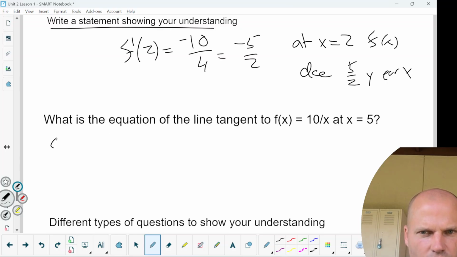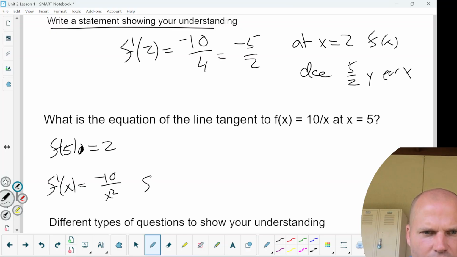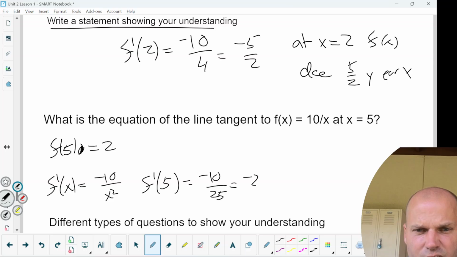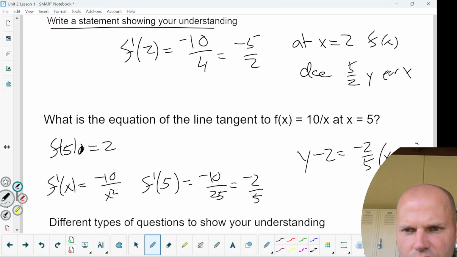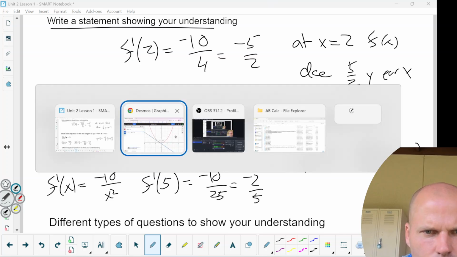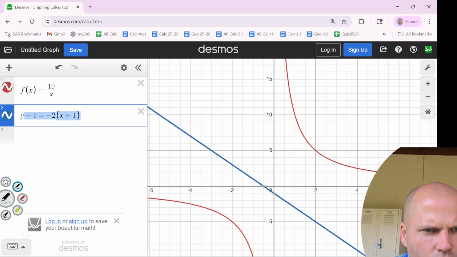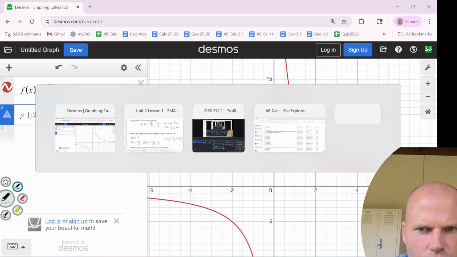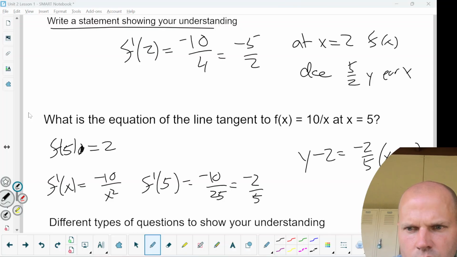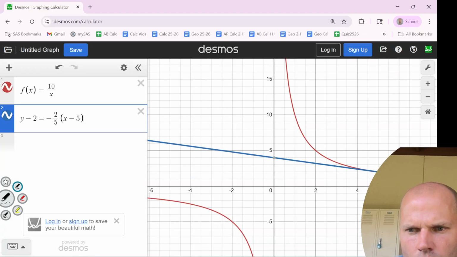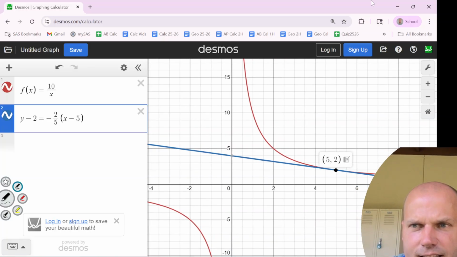What's the equation of the tangent line at x equals 5? Well, f of 5 is 2. F prime of x was negative 10 over x squared. F's slope at 5 is negative 10 over 25, which is negative 2/5. I think my equation is y minus 2 equals negative 2/5 times x minus 5. I will go to Desmos and see my handiwork. Here's 10 over x. Here is y minus 2 equals negative 2/5 times x minus 5. Bam. Okay, so that's it.